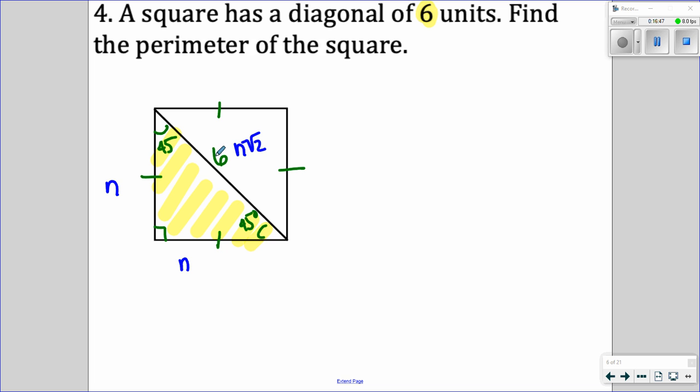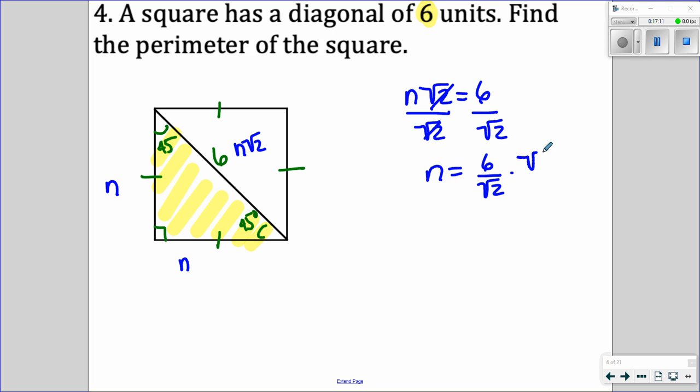We know that the hypotenuse is 6, and it has to equal n root 2. So we set them equal to each other. Again, this looks like what we did for number 3. So then we divide by square root of 2 on both sides, and then we have to rationalize the denominator, so that we have no radicals in the bottom. So this would be 6 square root of 2 over 2, because you multiply, which gives you square root of 4, which gives you 2. And then you can simplify further, which is 3 square root of 2.